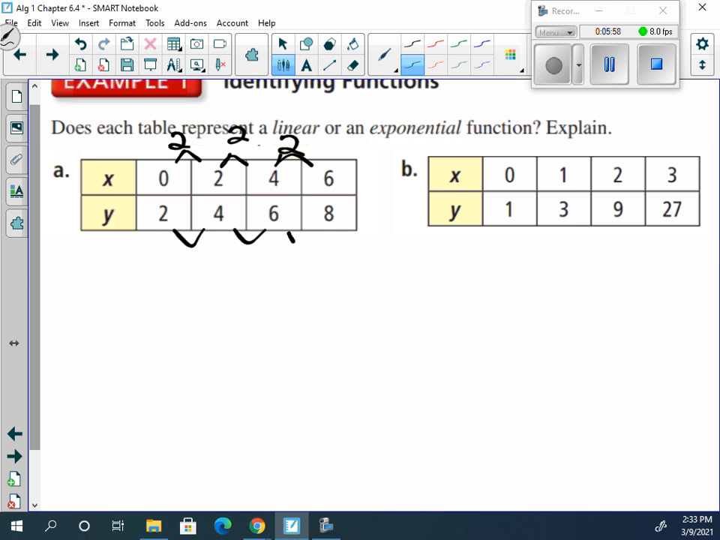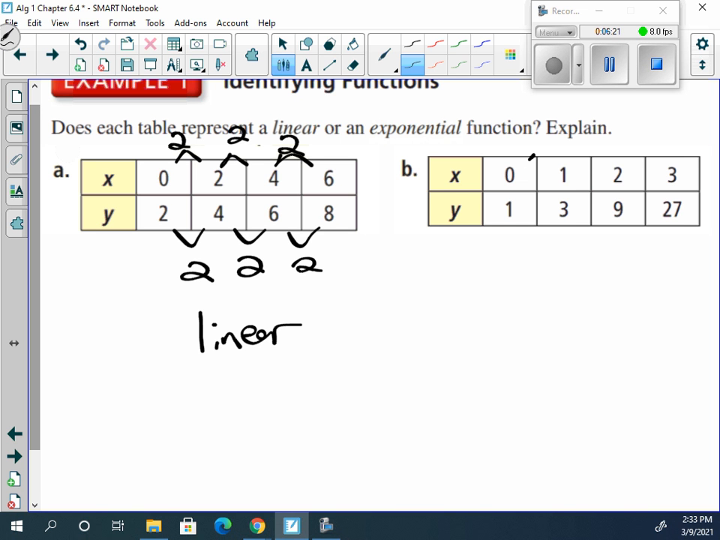How about the difference between 2 and 4? 4 and 6. 6 and 8. So this here would be linear because our change in x and change in y are the same. We have this constant change.